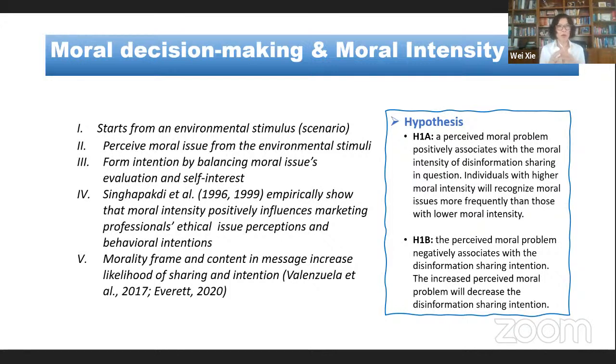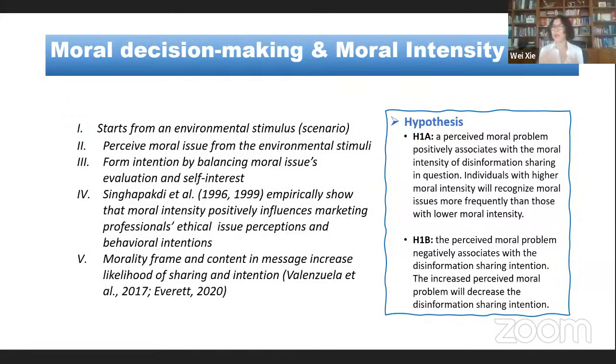And that's the theory part, right? People theorize this decision-making process. Of course, as scientific research, we always ground our arguments on evidence. So I've listed a couple of examples of previous research based on these models. For example, two studies conducted in 1996 and 1999 empirically tested these moral intensity models, and they saw positive influences on marketing professionals' ethical issue perceptions and behavior intention formations. There is also other scientific evidence saying that the morality frame and moral message in the content actually increase the likelihood of sharing intention.